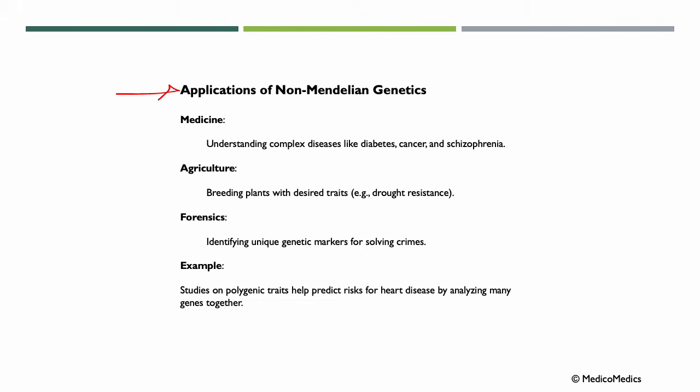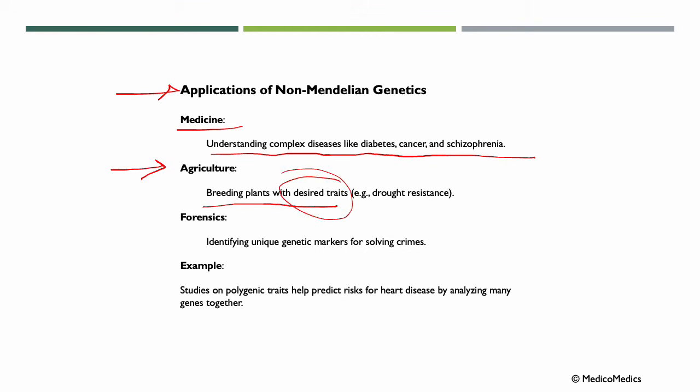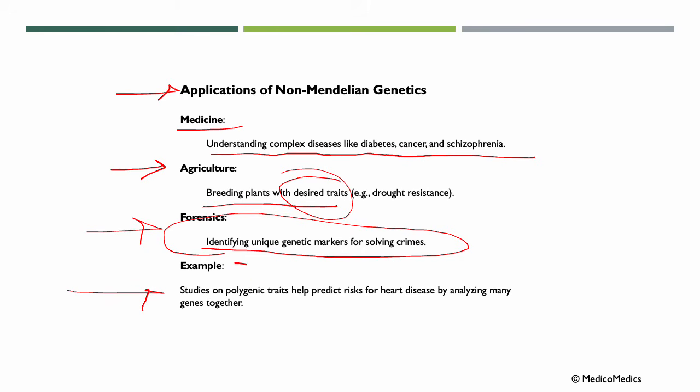Now, what could be some applications of non-Mendelian genetics? Well, in medicine, we use it to understand complex diseases like diabetes, cancer, schizophrenia. In agriculture, we use it to breed plants with desired traits. In forensics, it helps identify unique genetic markers for solving crimes. An example is studies on polygenic traits that help predict risk for heart disease by analyzing many genes together.